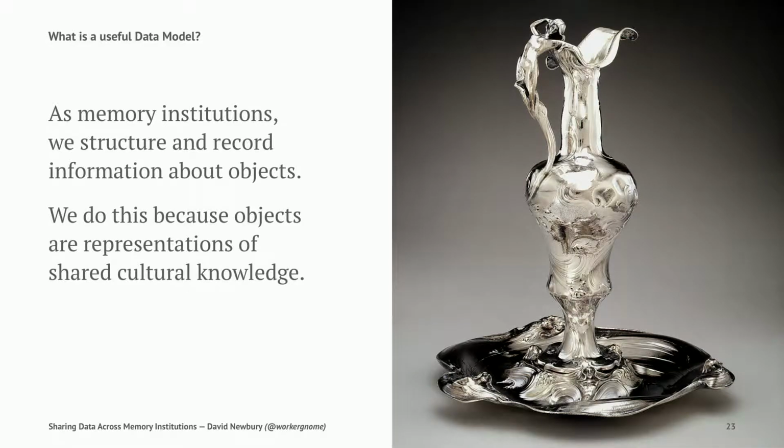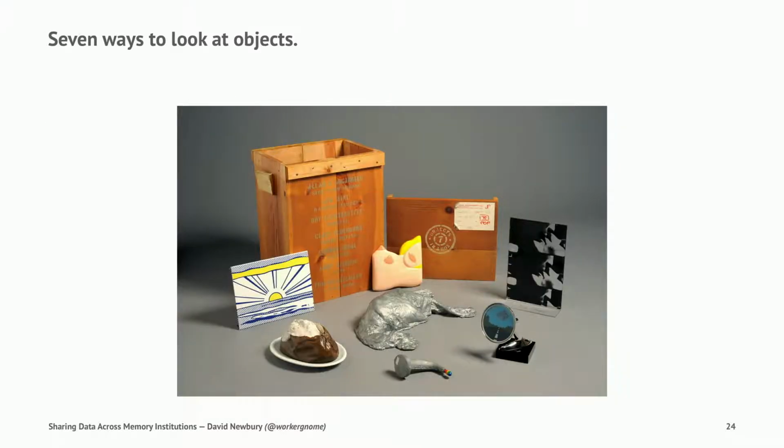And so to think about that, if I think about, again, the work that we do as memory institutions, we structure and we record information about objects. And we do this because those objects are representations of shared cultural knowledge. But again, there are lots and lots of ways to think about objects. And many of you do this as part of your job on a daily basis. So let's talk about 7 different ways that you can look at objects. And again, like the city, none of these are the right way to think about an object, but they may be useful ways to think about objects.